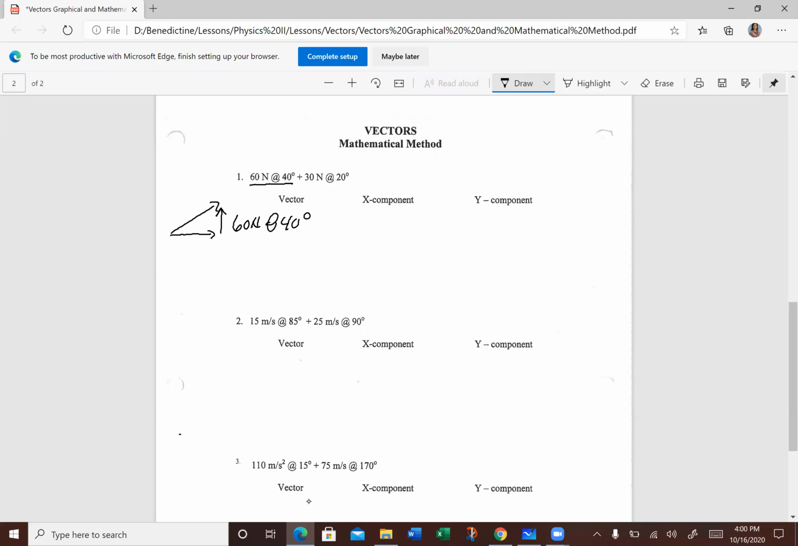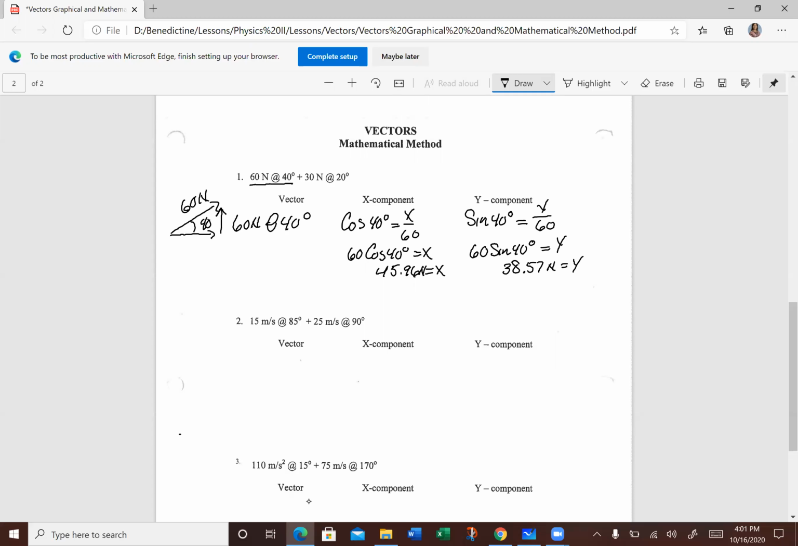So we would say the cosine, so if this is 40 degrees, the 60 is our hypotenuse. The cosine of 40 degrees is equal to my x component divided by 60. So 60 cosine 40 degrees is equal to x, and that comes out to be 45.96 is my x component. In the y direction, the sine of 40 degrees is equal to the y component divided by 60. So 60 times the sine of 40 degrees is equal to my y, and that's 38.57 newtons equals my y component. This is also unit of newtons.